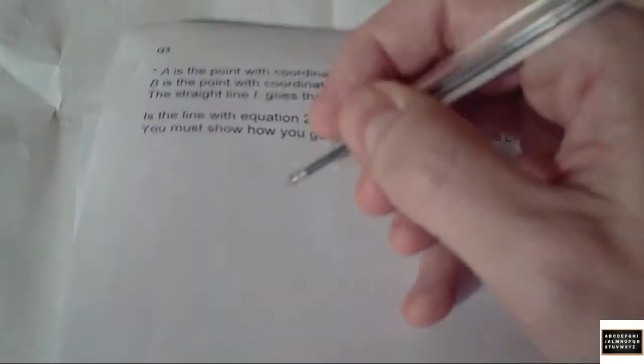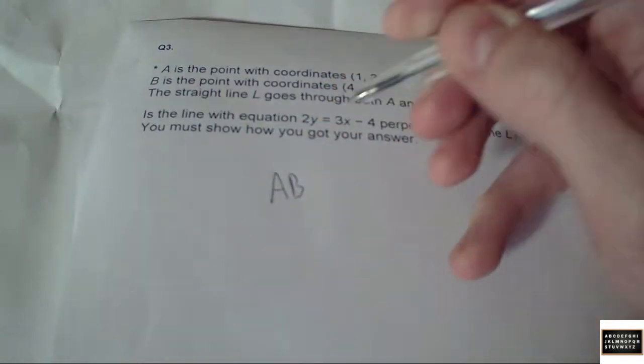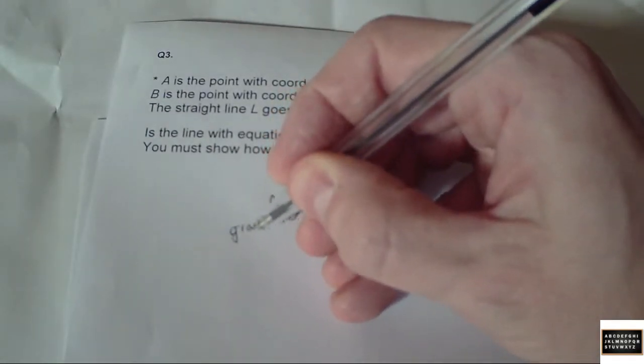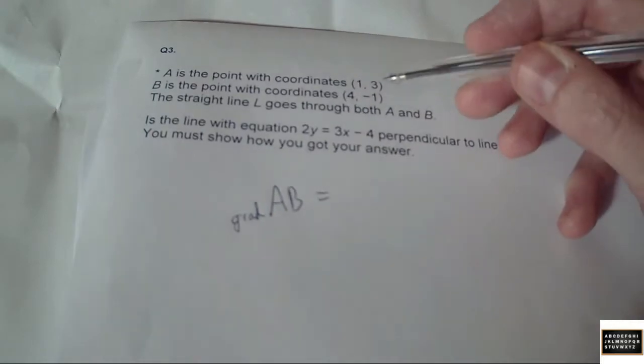Question 3 coming through, similar again, no diagram again, it's interesting. So a straight line goes through both A and B. Is the line with equation 2y equals 3x minus 4 perpendicular to that line? That's what they're asking. So you first of all would need to work out a gradient, so let's do that real quick. So the gradient of the line AB, so it's change in y over change in x.